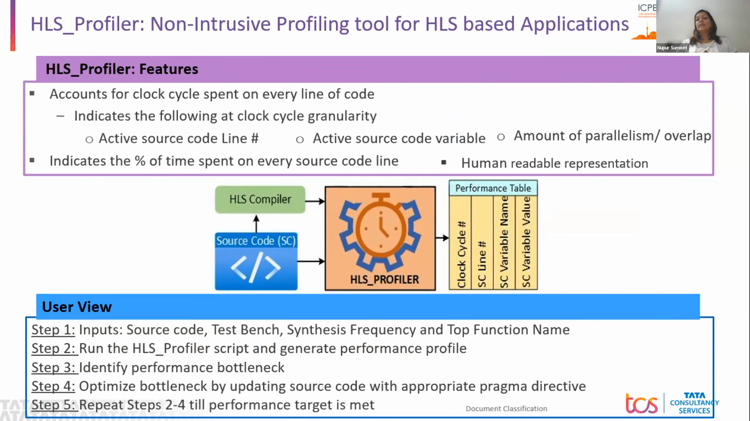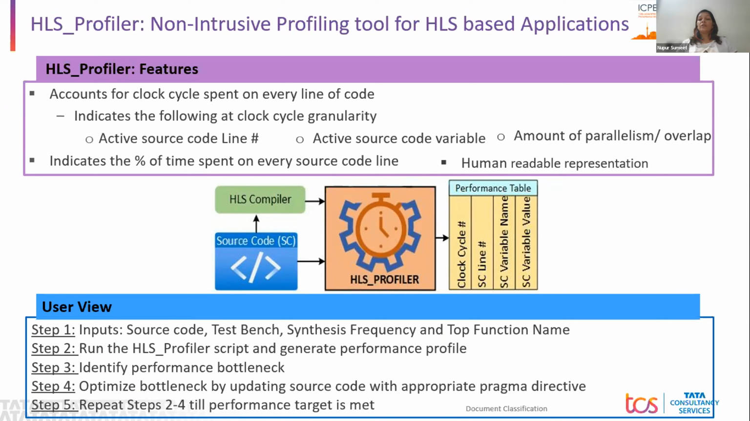Hls Profiler takes C source code as input and generates its line-by-line performance profile. This information tells the developer how many clock cycles are taken to execute a certain line of code and provides a detailed view of source code execution at a cycle-level granularity. Additionally, it indicates the amount of parallelism and pipelining realized by the design.